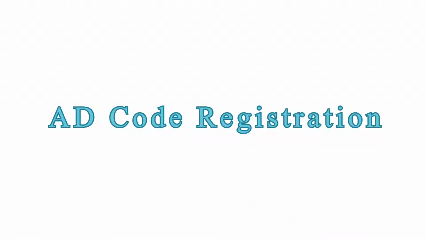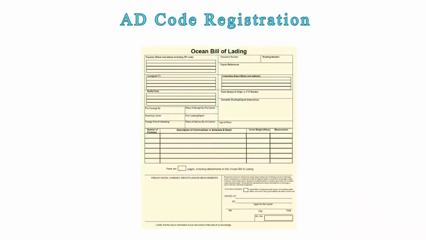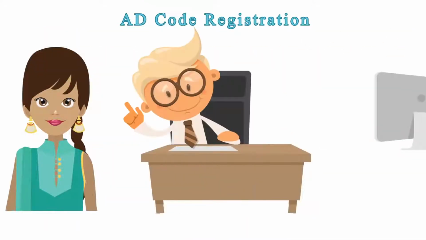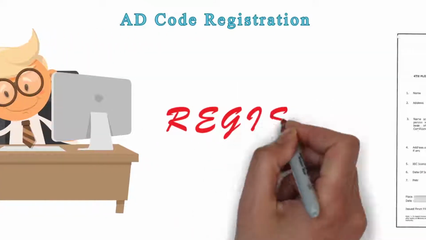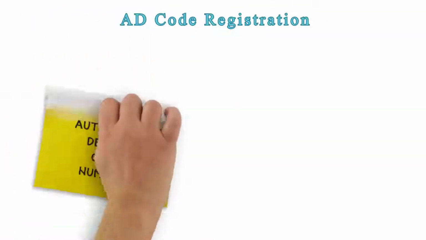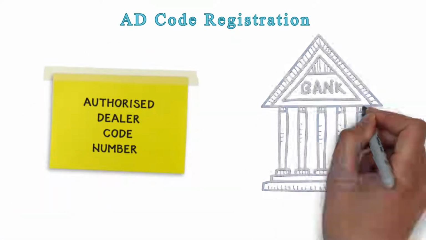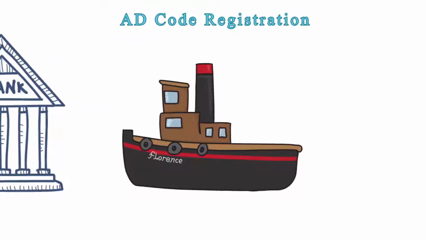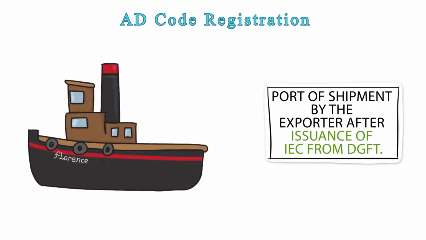AD code registration. Before filing any export shipping bill, Niku or the CHAs are required to register with the customs their IE code and authorized dealer code number of the bank through which export proceeds are to be realized. AD code registration is at the port of shipment by the exporter after issuance of IEC from DGFT.